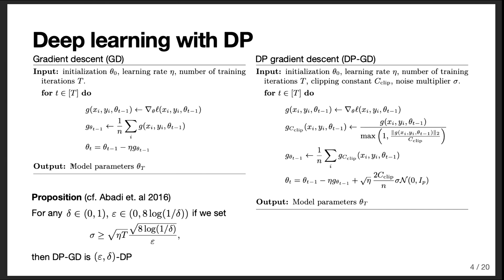What do we learn from this as well? That if we want smaller epsilon, there are mainly 3 things that we can do. Reduce the number of training iterations, or increase the gradient noise, or reduce the clipping constant.